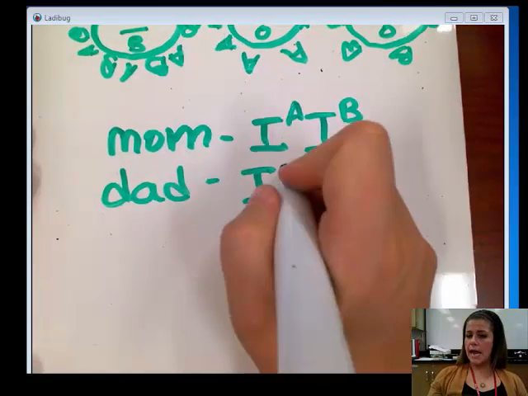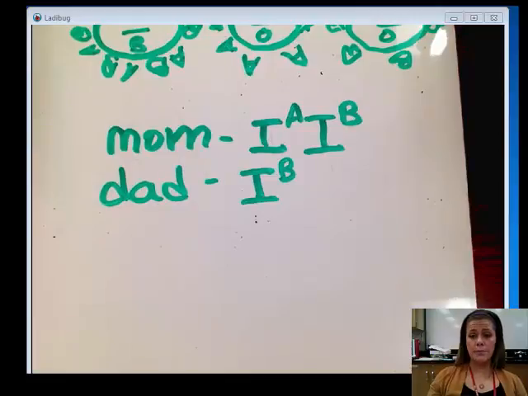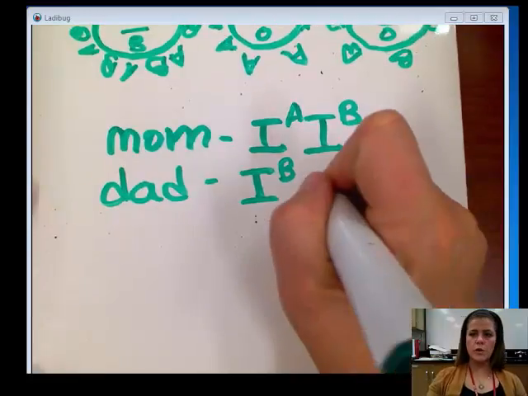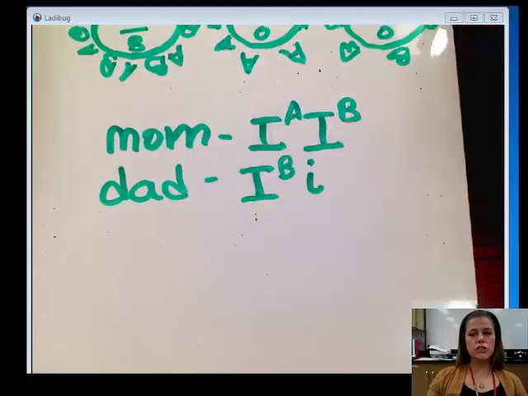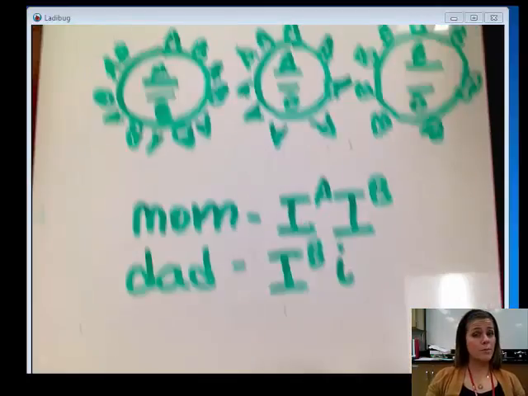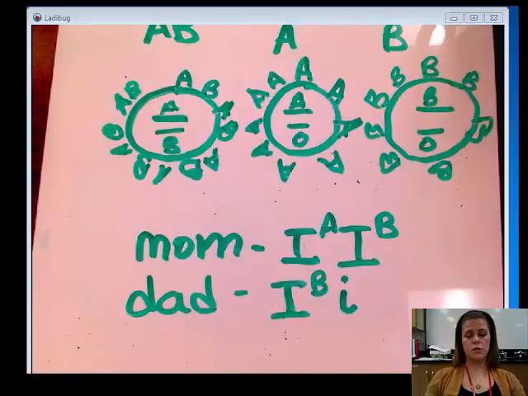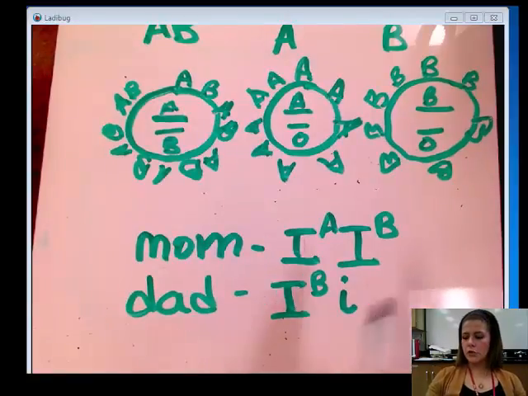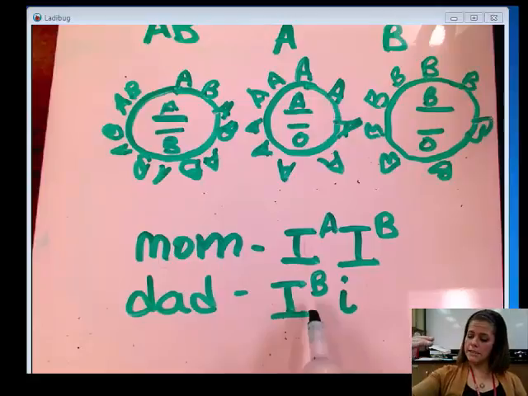A dad, let's say, has the B blood type, but he has a B allele and he also has the O allele. So we're going to represent that O allele with a recessive I. So again, it just shows you that we have codominance, the A, B both show up, and we have complete dominance. The B is just going to show up in those individuals. So when we do the cross, let's go ahead and put the mom on top and dad to the left.